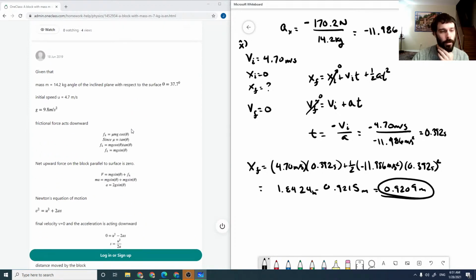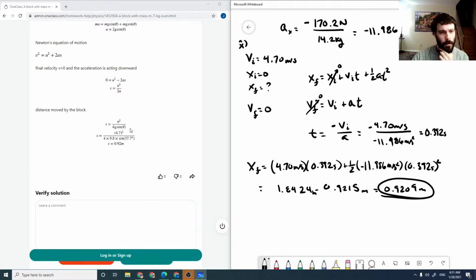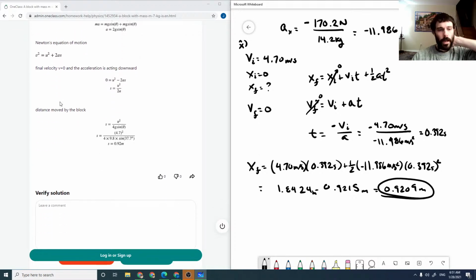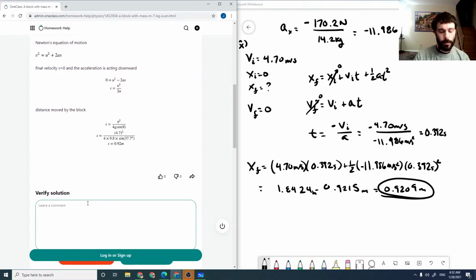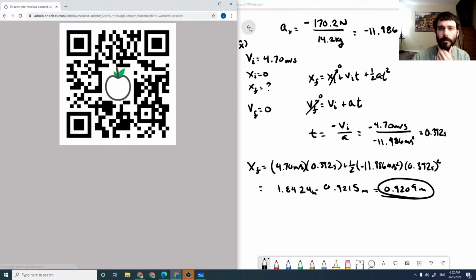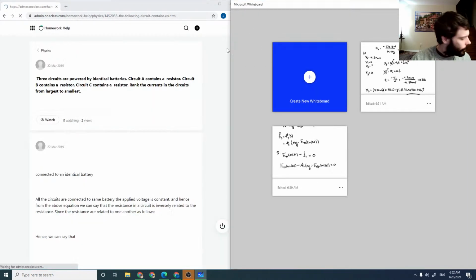Checking through our solution, you can compress all this obviously by subbing in the time, which is what they've done here. And they get a final distance of 0.92 meters. So that looks good.